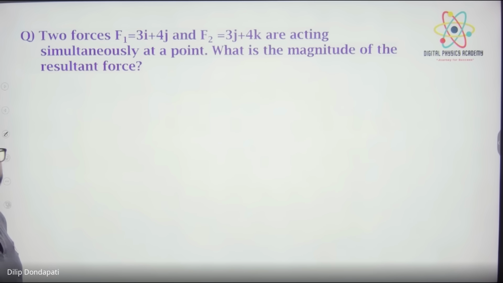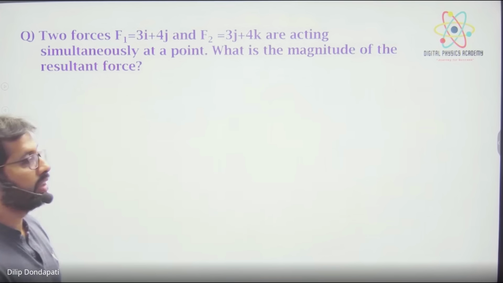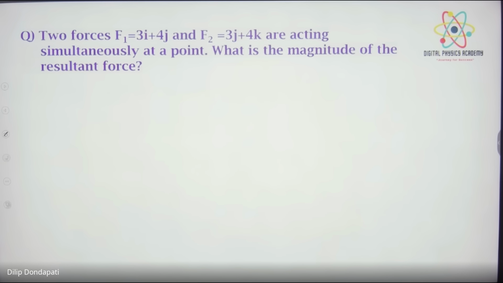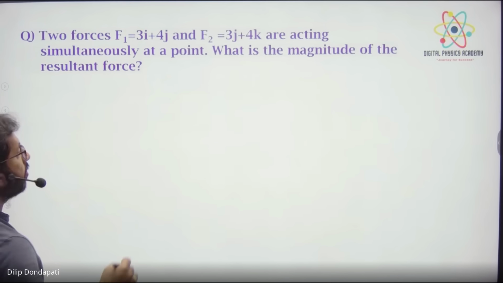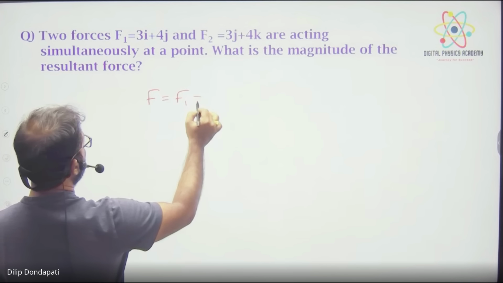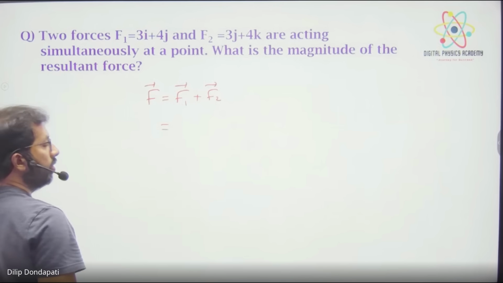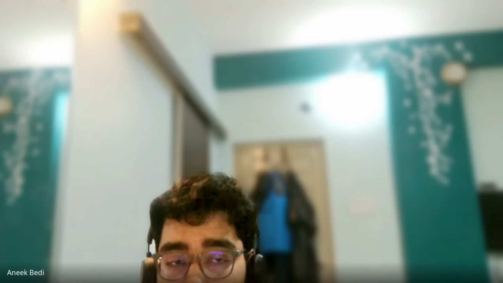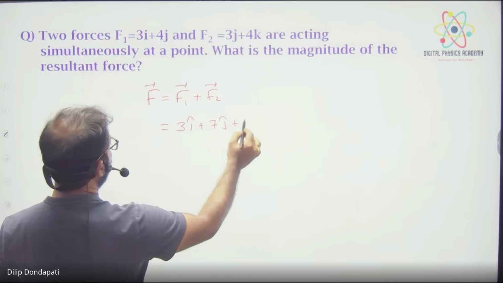Two vectors are acting simultaneously at a point. मतलब same direction में two forces are acting. I want what is the magnitude of resultant force? Same direction means simply add, right? F1 vector plus F2 vector. Add करो. That in Cartesian form, right? How much? Sir, 3 i cap plus 7 j cap plus 4 k cap.